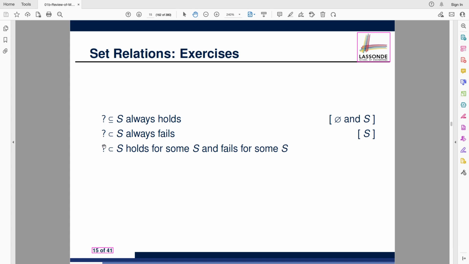And this one here holds for some S and fails for some S. Whenever you find this kind of tricky property, most likely it's going to be the extreme case. I would say the empty set is a very good guess, or the set itself. So it turns out this would just be the empty set. But why? Let me put it down for you.